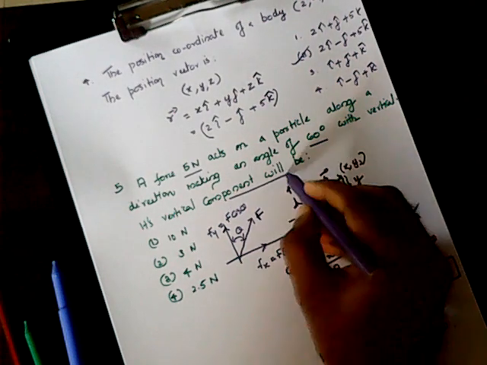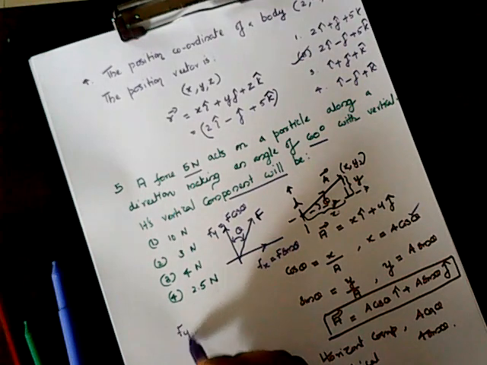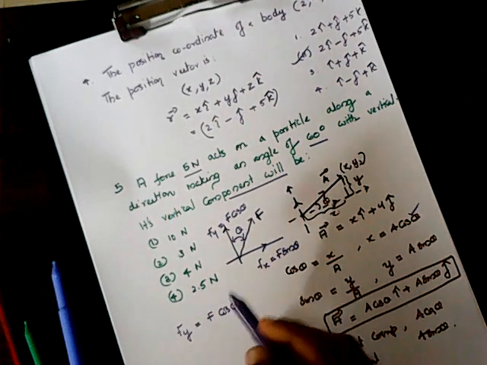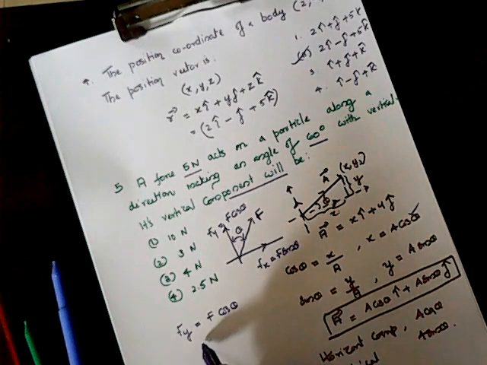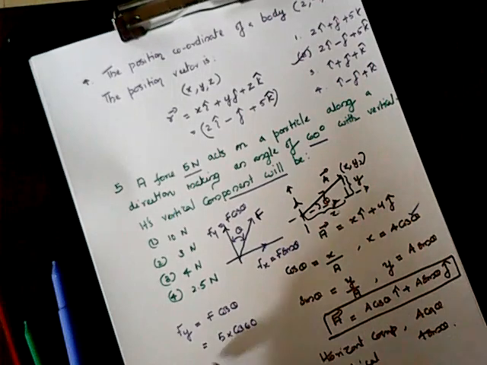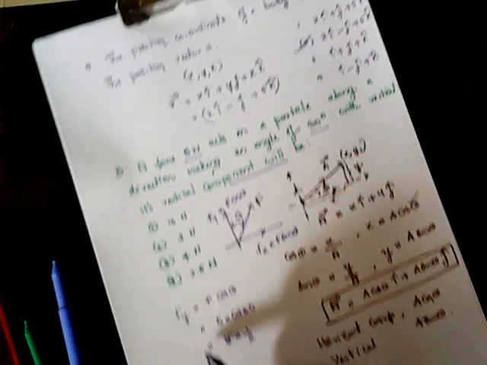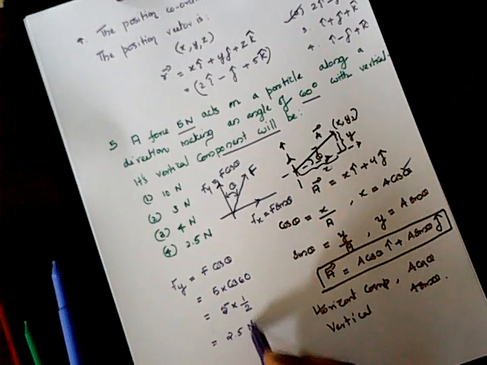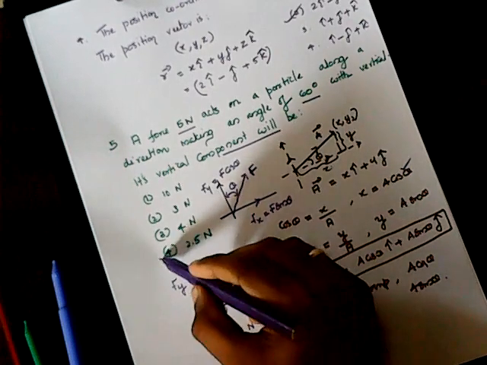And what is the vertical component? So simply the vertical component Fy is what? F cos theta. What is the value of F here? The F is nothing but 5 Newton. What is the value of cos 60? Students, please keep in mind that cos 60 takes the value 1 by 2. And hence we get the answer as 2.5 Newton. So you get the answer as 4.